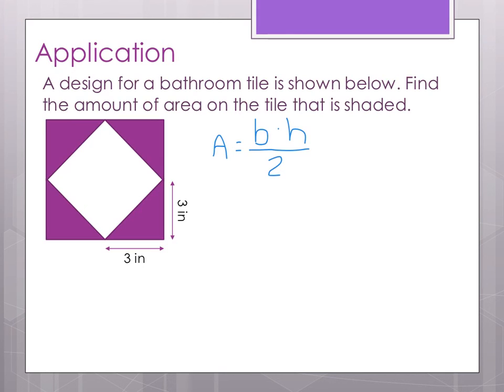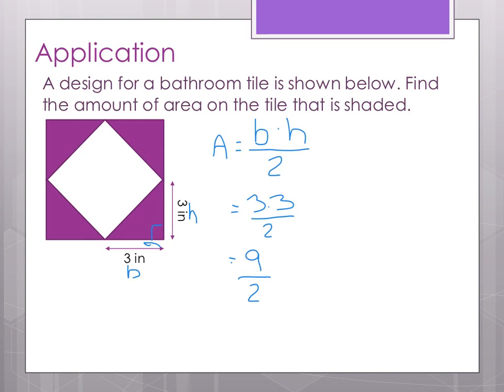Okay, the base of this triangle is the bottom here. We'll call that B. And the height is the side here, because this is a right triangle. We can use the side for a height. So when we plug those bases and the heights into our area problem, we get 3 times 3 divided by 2. And when we multiply, we get 3 times 3 is 9 divided by 2. 9 over 2. And for now, we're going to leave that as an improper fraction.